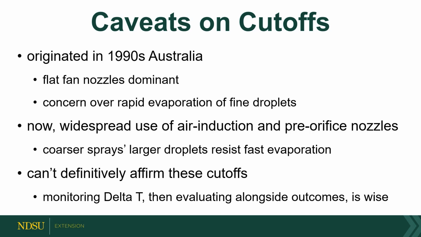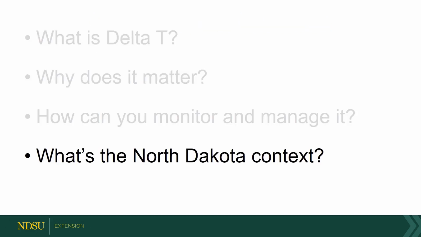But nonetheless, I would recommend using those values as guidelines, really paying attention to your delta T's, and then paying attention to the outcomes that you get. You really have the potential to learn a lot about how delta T is affecting your pesticide applications. So that's how you can monitor and manage delta T.